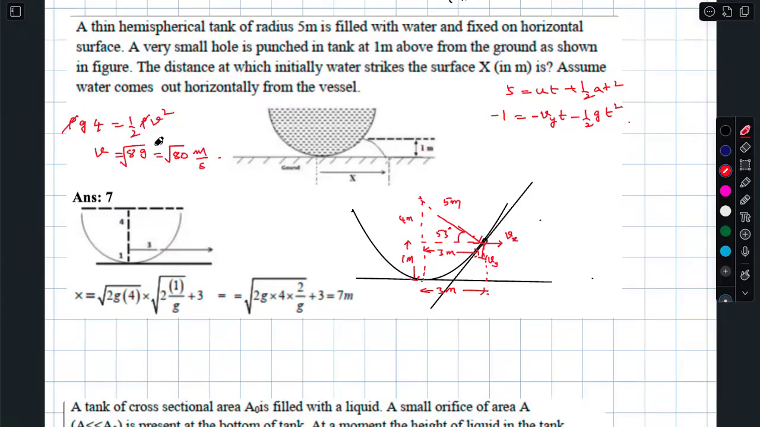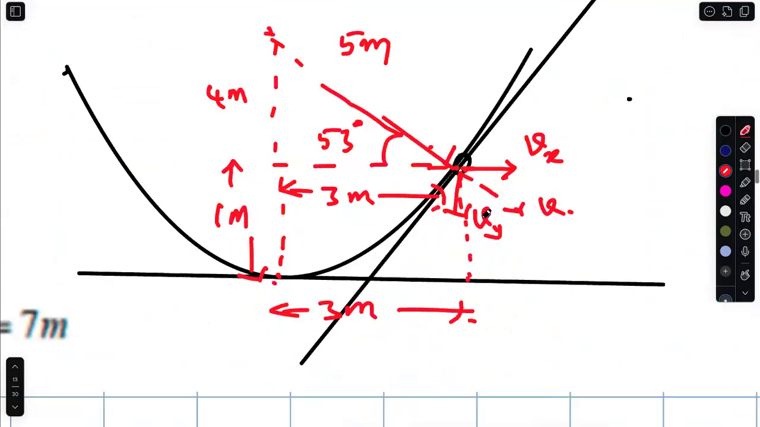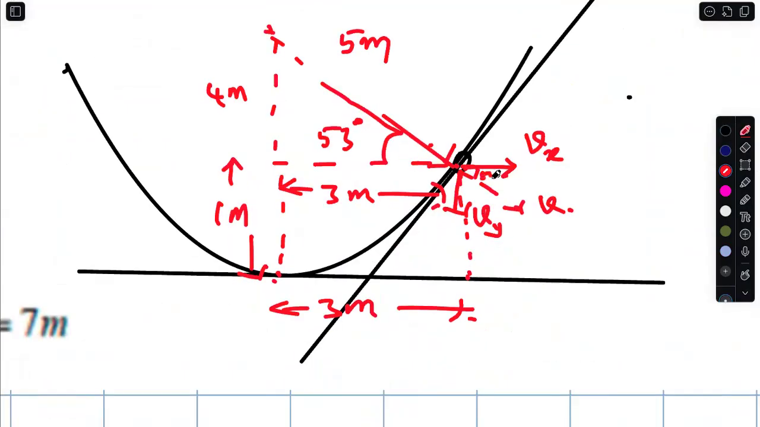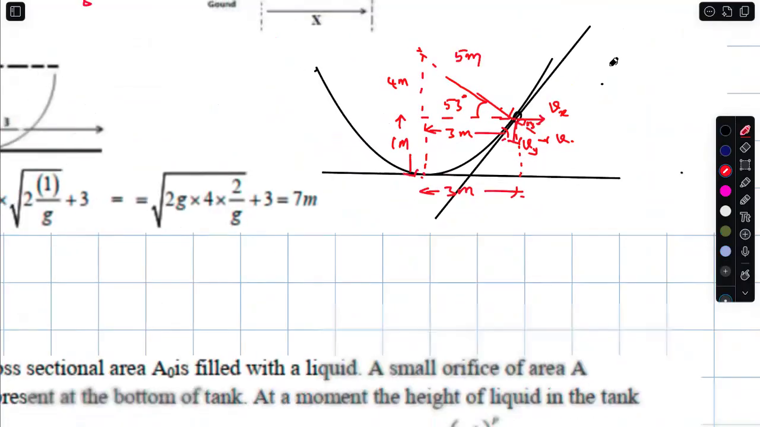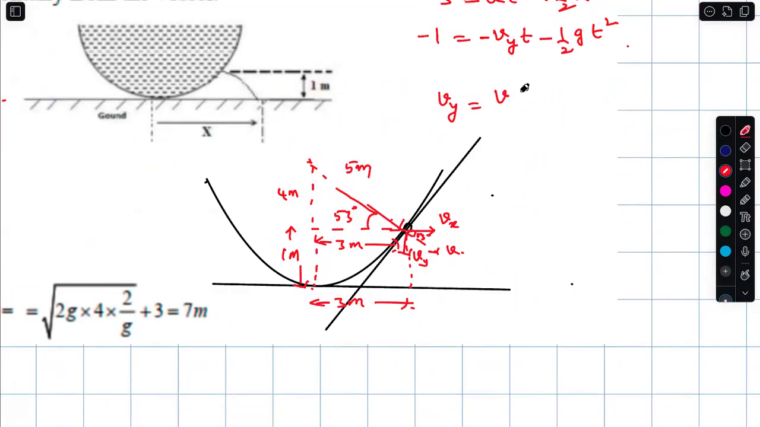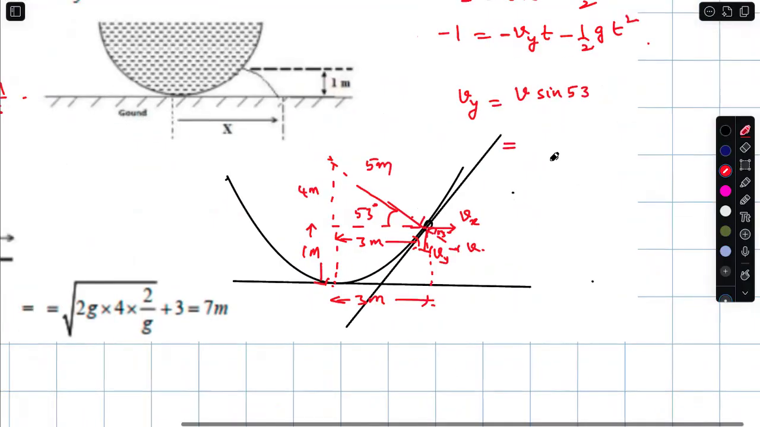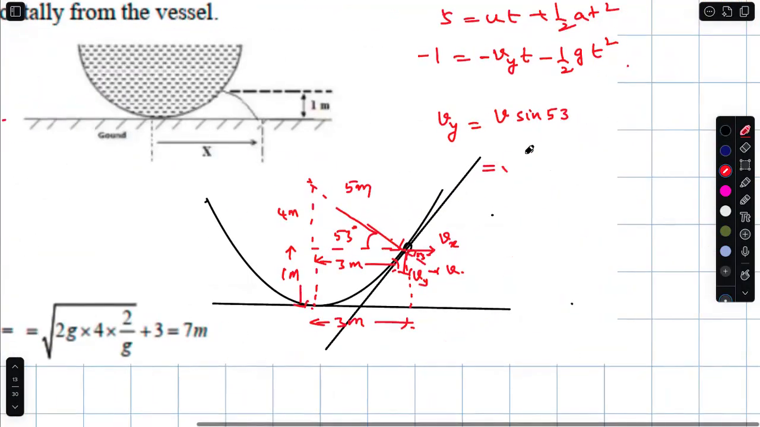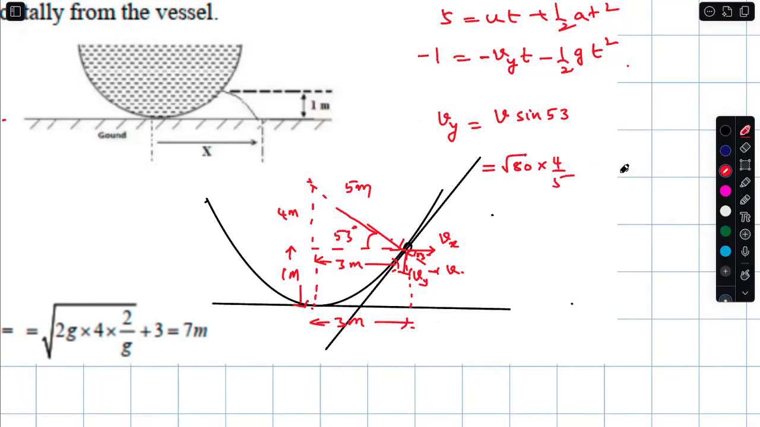Root 80 meter per second. No, you resolve the components. See, which means this is V. If this is V, it is 53 degrees. So clearly, Vy is V sin 53. V is root 80, sin 53 is 4 by 5. Root 80 into 4 by 5.